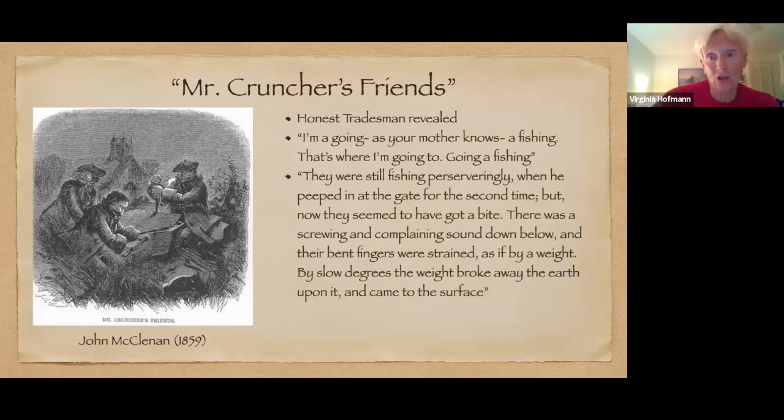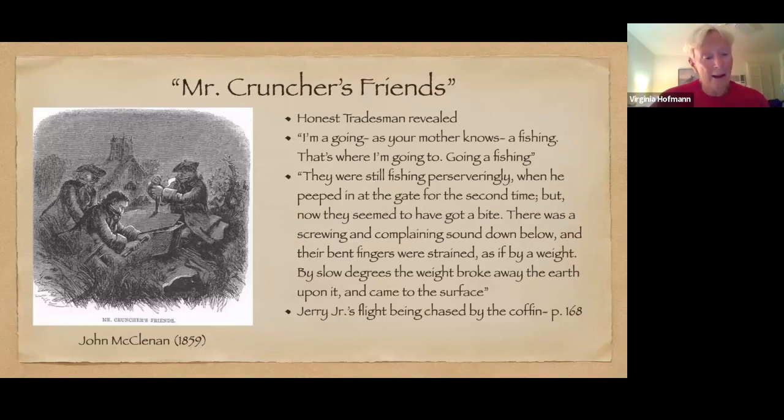So as he goes, Jerry is following him, and it says, they were still fishing perseveringly when he peeped in at the gate for the second time. But now they seem to have gotten a bite. There was a screwing and complaining sound down below, and their bent fingers were strained as if by a weight. By slow degrees, the weight broke away the earth upon it and came to the surface. And so now we know he is a resurrectionist. He digs up coffins for dead bodies to sell to medical doctors. And of course, this is what his wife, the aggrawaiter, is praying about, because this is not something she'd like her husband to be doing.